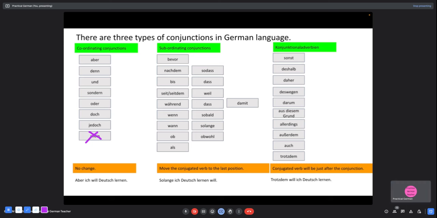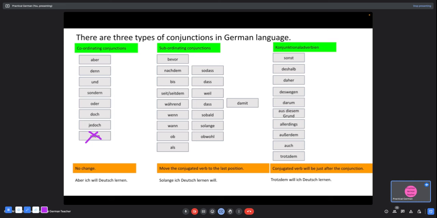Then "sobald", which is like "as soon as". For example, you call me as soon as you reach home. Du rufst mich an, sobald du zu Hause bist. As soon as, right? Then "solange", which is "as long as". So call me as long as you are outside. Ruf mich an, solange du draußen bist.